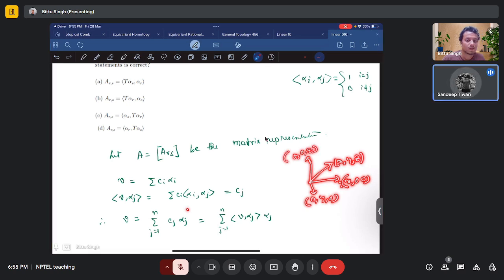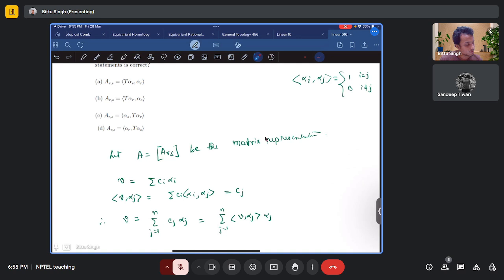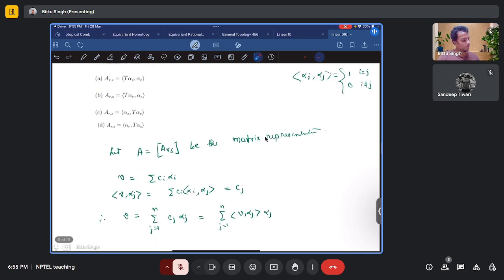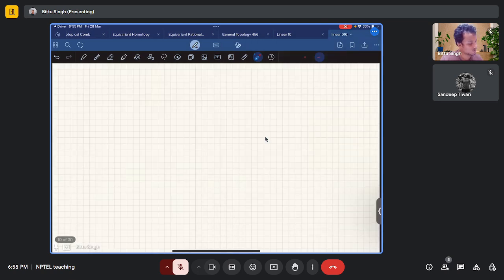Sir, if it was an orthogonal basis, then we would have divided by the norm of alpha j. Yes, since it is orthogonal, alpha j times alpha j will give you the same thing. Okay. So V can be written as this.